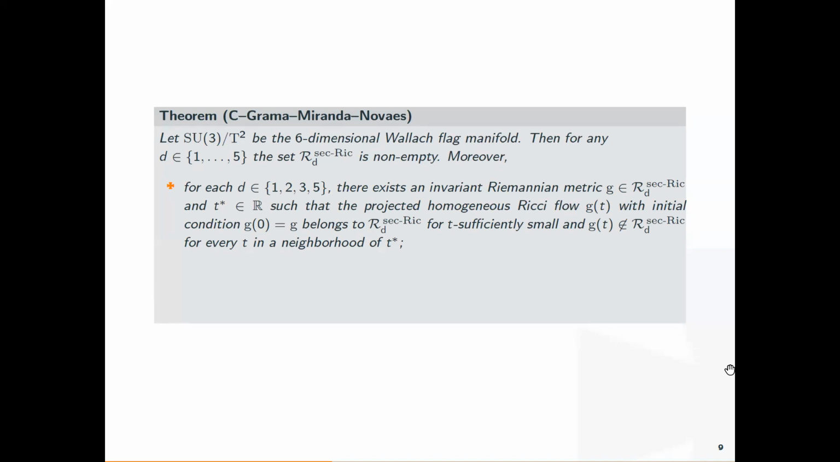What about the forward flow? Do you lose the property or? Yes, yes. You're gonna see a picture, but there are some metrics such that the backward homogeneous Ricci flow loses the property, but not the forward. I'm not sure how to say it. The forward Ricci flow maintains the property, but the backward Ricci flow does not.